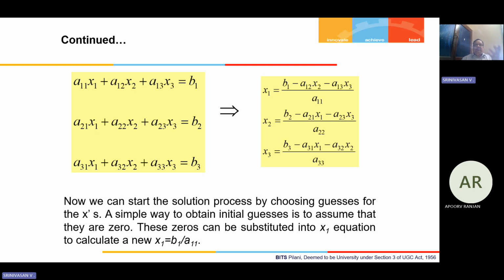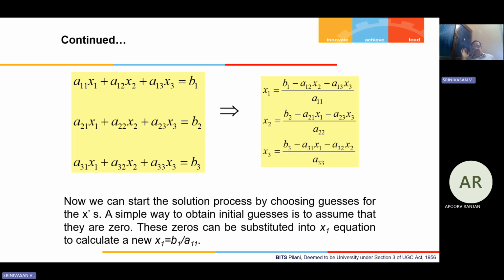You just write a11 x1 plus a12 x2 plus a13 x3 equal to b1. You have a system of three linear equations in three unknowns. You know very well. So how do we write that? We have to ensure that mod a11 should be greater than mod a12 plus mod a13. Mod a22 must be greater than mod a21 plus mod a23. Mod a33 must be greater than mod a31 plus mod a32. In the sense, it is a strictly diagonally dominant coefficient matrix.